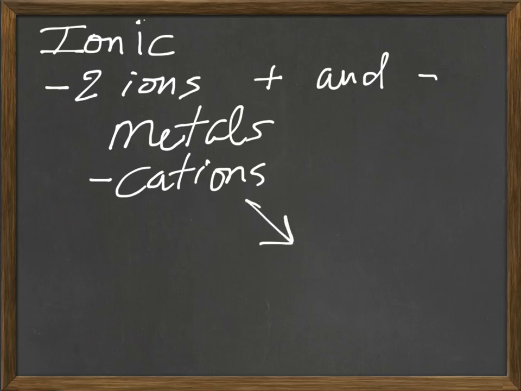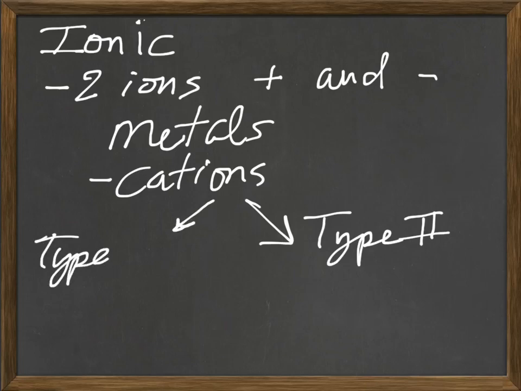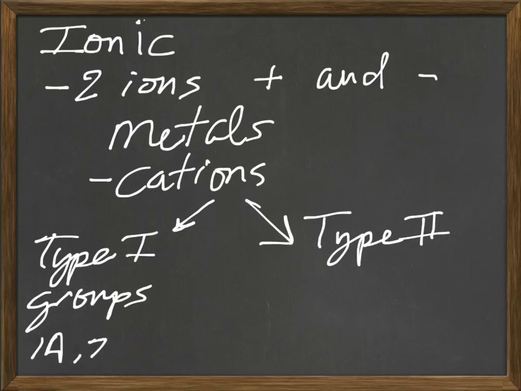There's 2 kinds. There's what your book calls type 2, and there's type 1. Type 1, these are groups 1A, 2A, 3A. I just did not plan this out well at all. Can you tell this is spontaneous? And then we've got zinc and silver. Those do not use a Roman numeral.